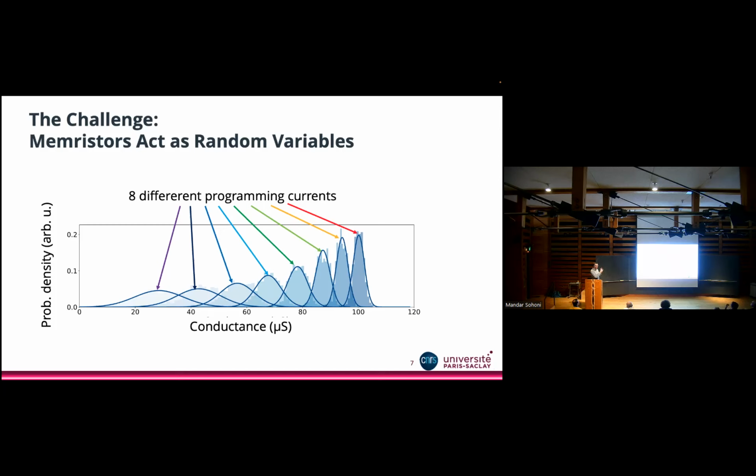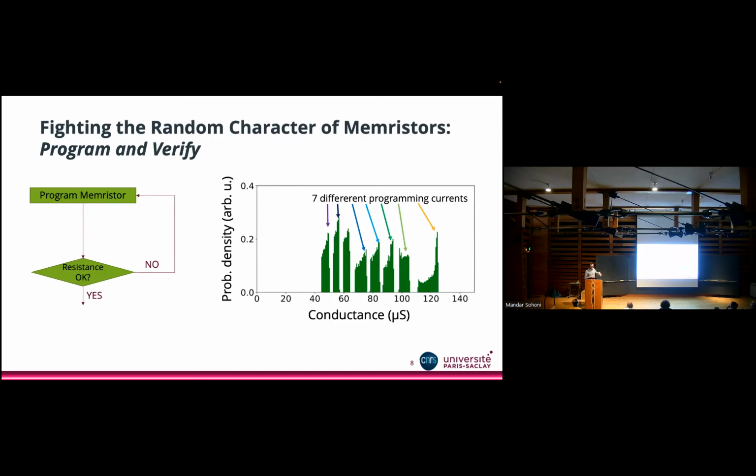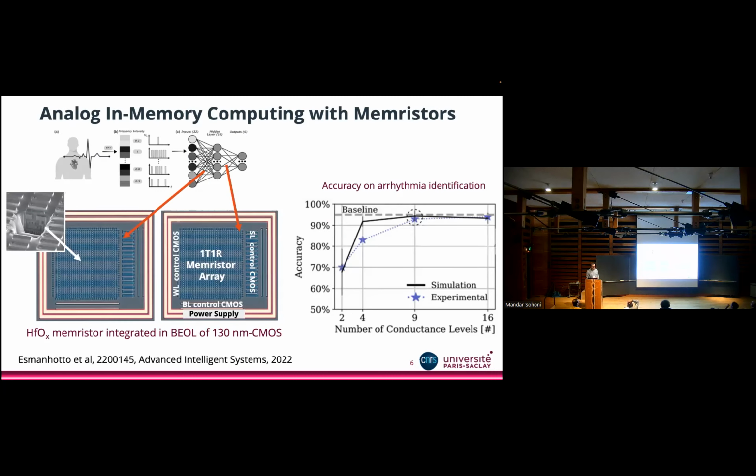We actually need to fight this behavior. And what we do is quite simple. Actually, everybody does that. It's program and verify, because this is a probabilistic device. Basically, if you program it and you don't get what you want, you try again until you get the resistance you wanted. And when you do that, you are able to really tighten the distributions. You can see now that my distributions of conductance are separate from each other. So you get way better states. That's how we got this result.